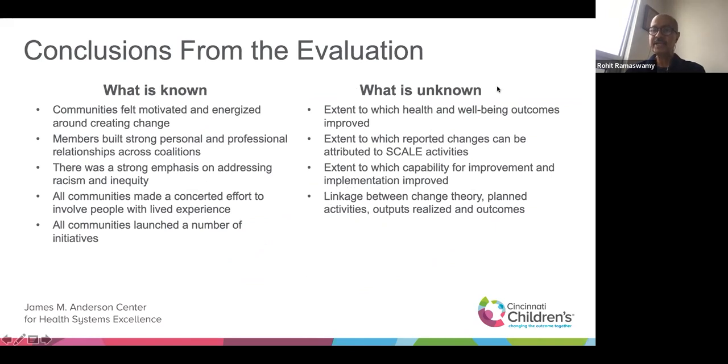The things that we really couldn't know from the evaluation was what kind of traditional evaluation that we want to come and publish in research journals wants us to do, which is the extent to which health and well-being improved, the extent to which the changes could be attributed to the scale activities, the linkage between change theory, planned activities, output realized, and outcomes.